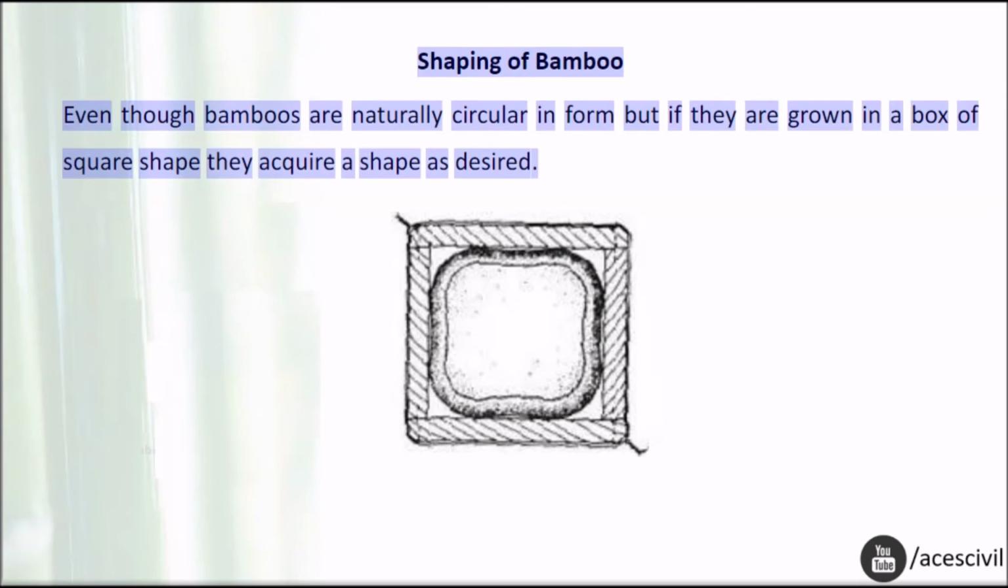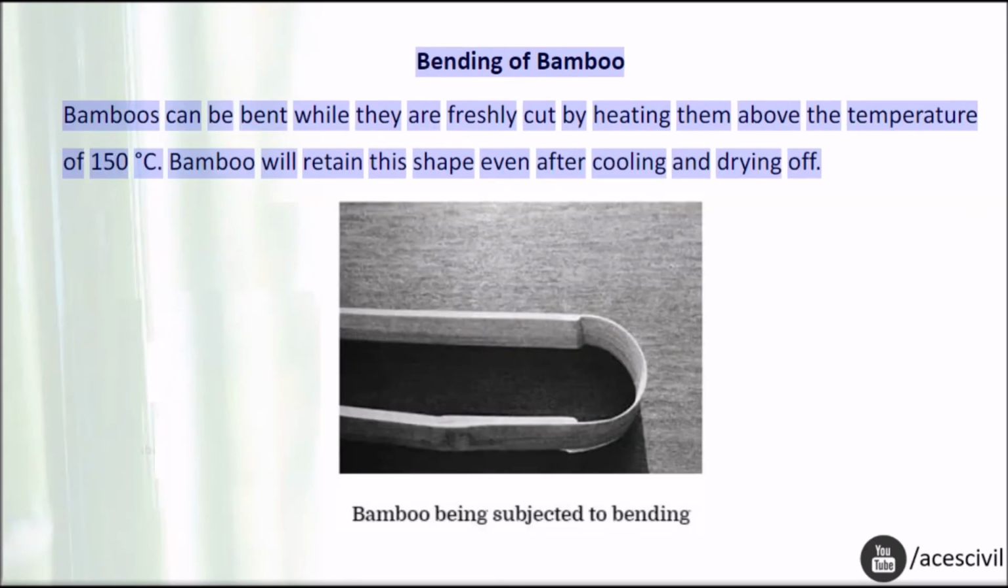Shaping of bamboo. Even though bamboos are naturally circular in form, if they are grown in a box of square shape, they acquire a shape as desired. Bending of bamboo. Bamboos can be bent while they are freshly cut by heating them above the temperature of 150 degrees C. Bamboo will retain this shape even after cooling and drying off.